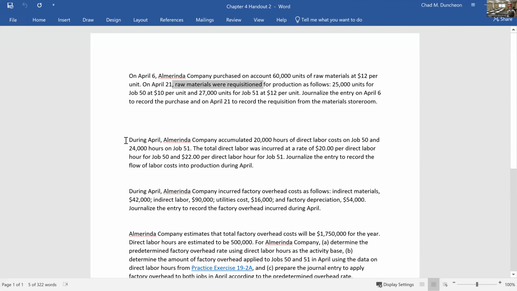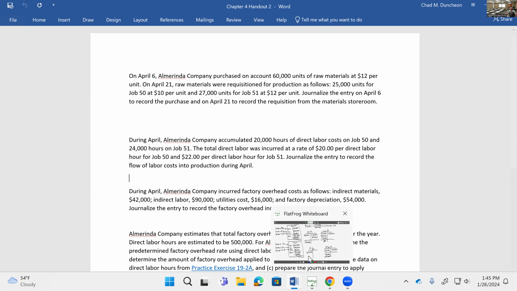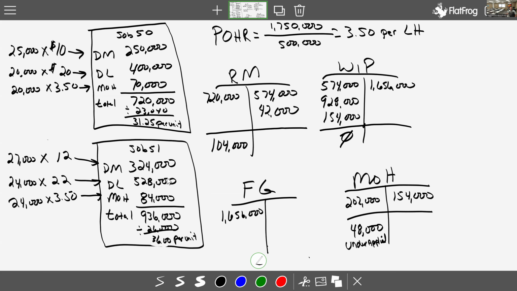Now I move down here to the second one. We're going to be dealing with direct labor. All right. So the question tells us that we have 20,000 hours of direct labor on job 50 incurred at a rate of $20 per hour and 24,000 hours on job 51 with a rate of $22 per hour. So since this is a production cost, a product cost, whenever we have those costs incurred, right, first thing we need to do is put them onto our job cost sheet.